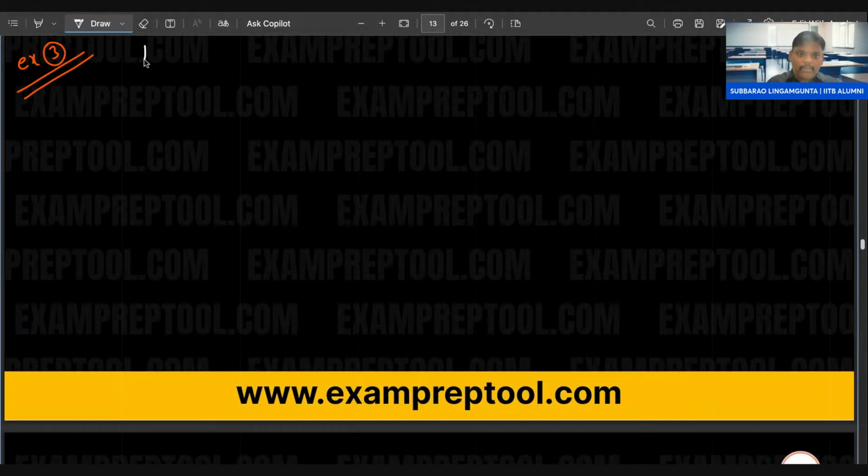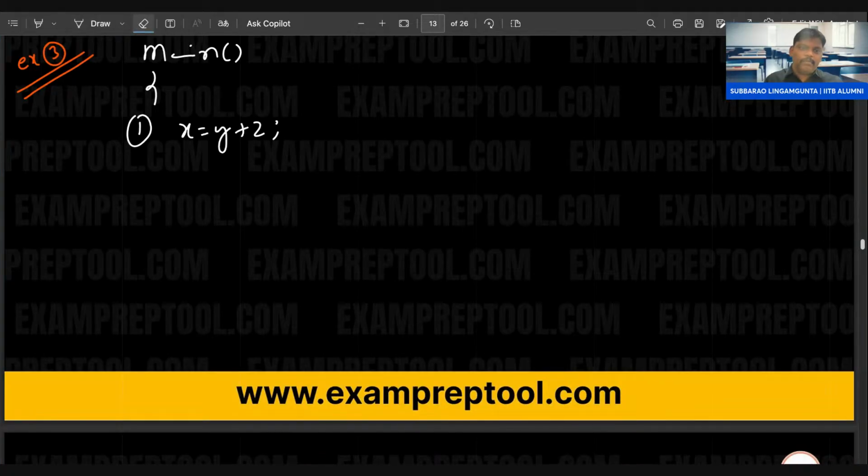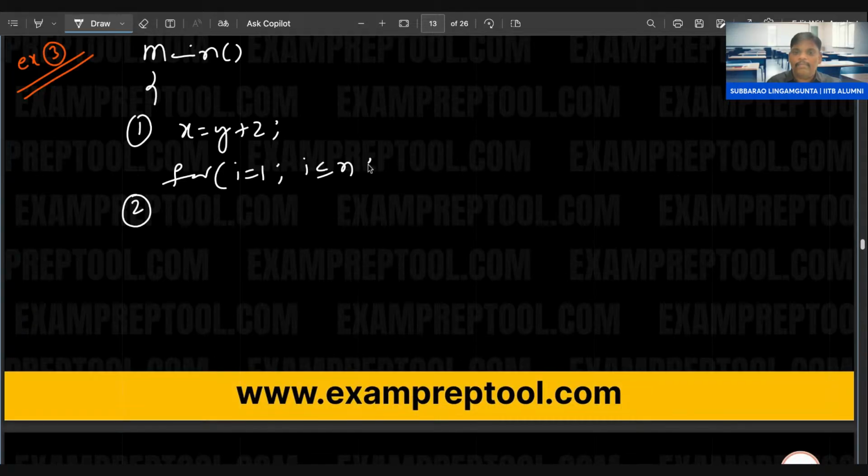Let's see example 3. See the third problem. First statement: x is equal to y plus z. Second statement: for i is equal to 1, i less than or equal to n, i plus plus, x is equal to y plus z. Remember, the for is not the second statement. Inside the for, what is there? That is the second statement.